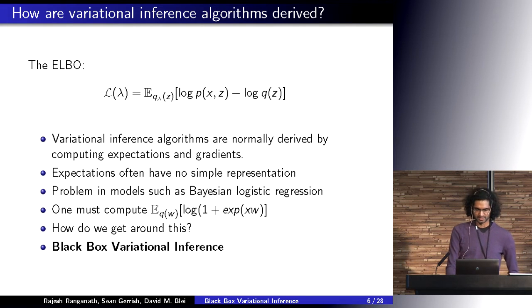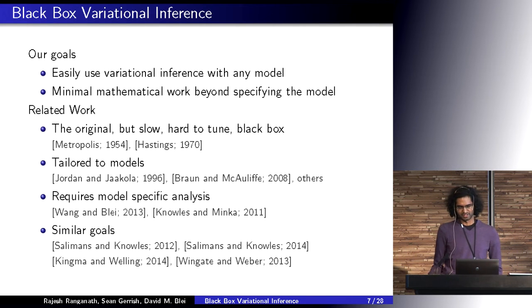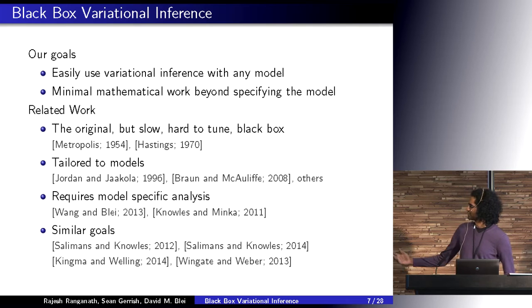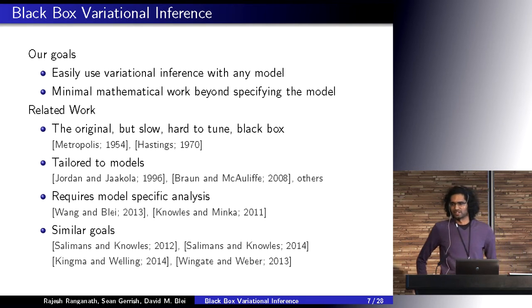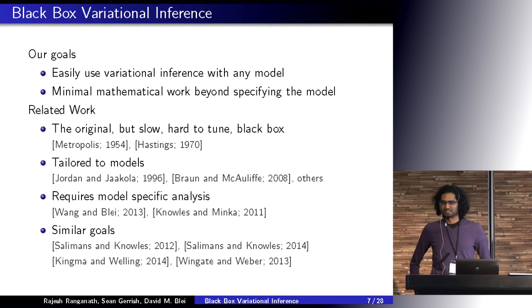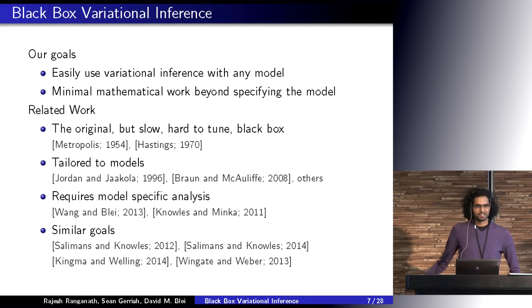So how do we get around this? Well, we use black box variational inference. What are our goals with black box variational inference? We want to easily use variational inference. We don't want to sit down and compute all these annoying expectations. And basically, we want to minimize the mathematical work necessary.